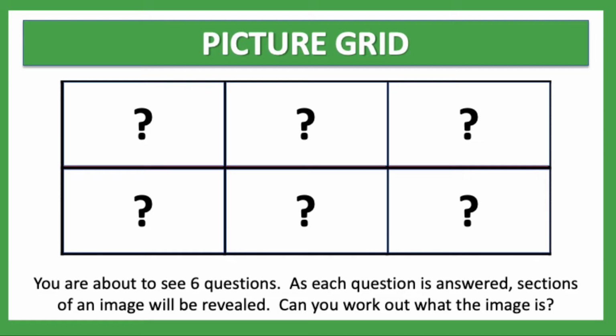Right, we're going to move on to a picture grid. You're going to see 6 questions. As each question is answered, sections of an image will be revealed, and you've got to try and work out what that image is. So let's get started.